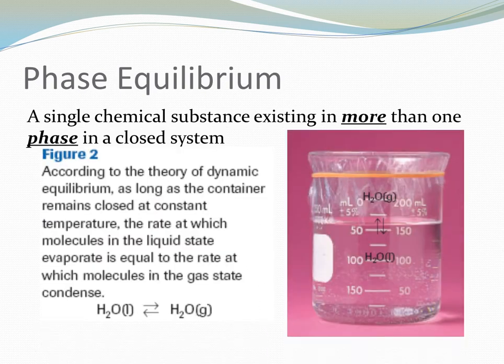In phase equilibrium, there will be more than one phase in a closed system. In this example, the forward reaction would be the phase change from liquid to gas state, and the reverse reaction would be a phase change from gas to liquid state. At equilibrium, there would not be a change in the quantities at each state because the two processes would be occurring at the same rate.